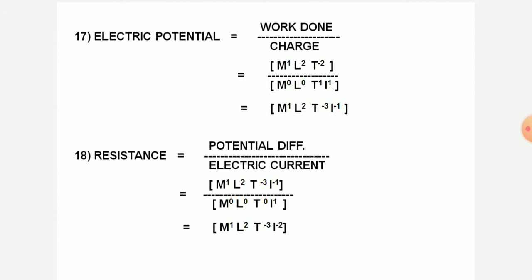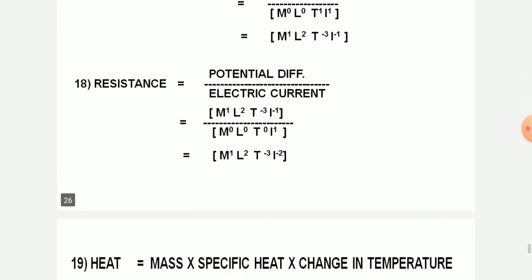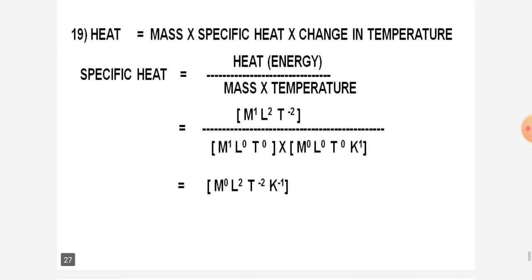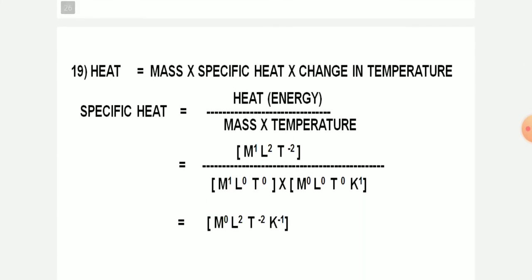When we simplify this, we get m1 L2 T minus 3 and I, that I will go up, the power will be minus 1. So minus 1 and minus 1 will become minus 2. So m1 L2 T minus 3 I minus 2 is the dimension for electrical resistance. So this is one. We add one more quantity, that is about the heat.